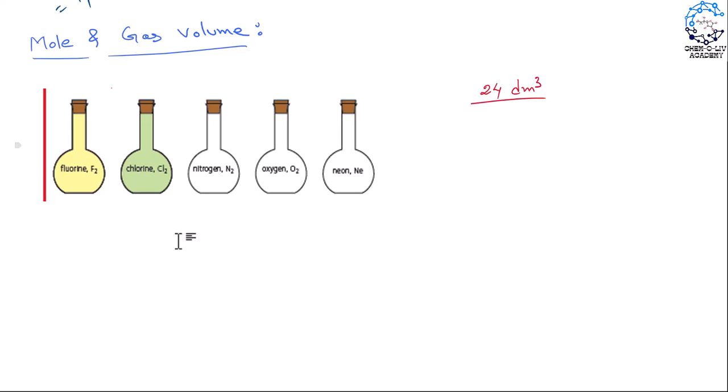Now, what I'm going to do is fill these gases at room temperature pressure, RTP, or this is also called standard temperature pressure. What is this room temperature pressure and standard temperature pressure? It's 20 degrees Celsius and 1 atm pressure for the IGCSE curriculum. There is a specific reason why I have taken 24 decimeter cube. I'll tell you in just 2 minutes. So all the containers are 24 decimeter cube and all these gases are filled.